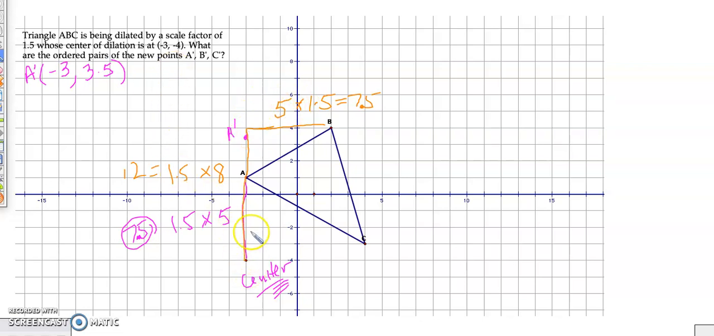Okay, so with that said, we're going to go up, and then this is 8, 9, 10, 11, 12, and then 1, 2, 3, 4, 5, 6, 7.5, and that right there is going to be B prime. And B prime, if we were to count, we're going over 4.5 and up 8, so B prime is going to be 4.5, comma 8.